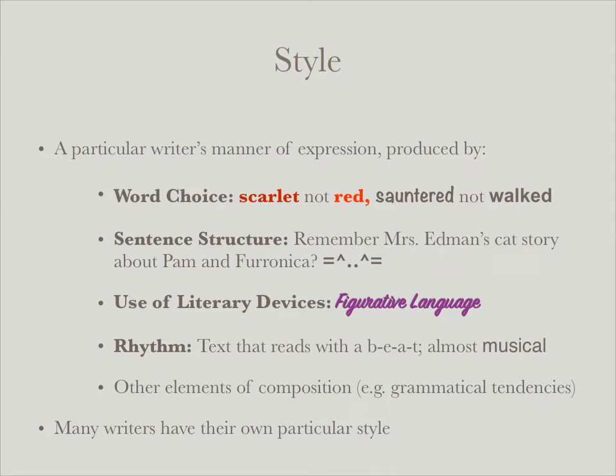So, what is style specifically? Style is a particular writer's manner of expression, essentially how they write. And everybody writes differently. Different components of style include things like word choice, saying scarlet, not red, sauntered, not walked, sentence structure. Remember my cat story about Pam and Veronica, right? We talked about switching up your sentence structure.